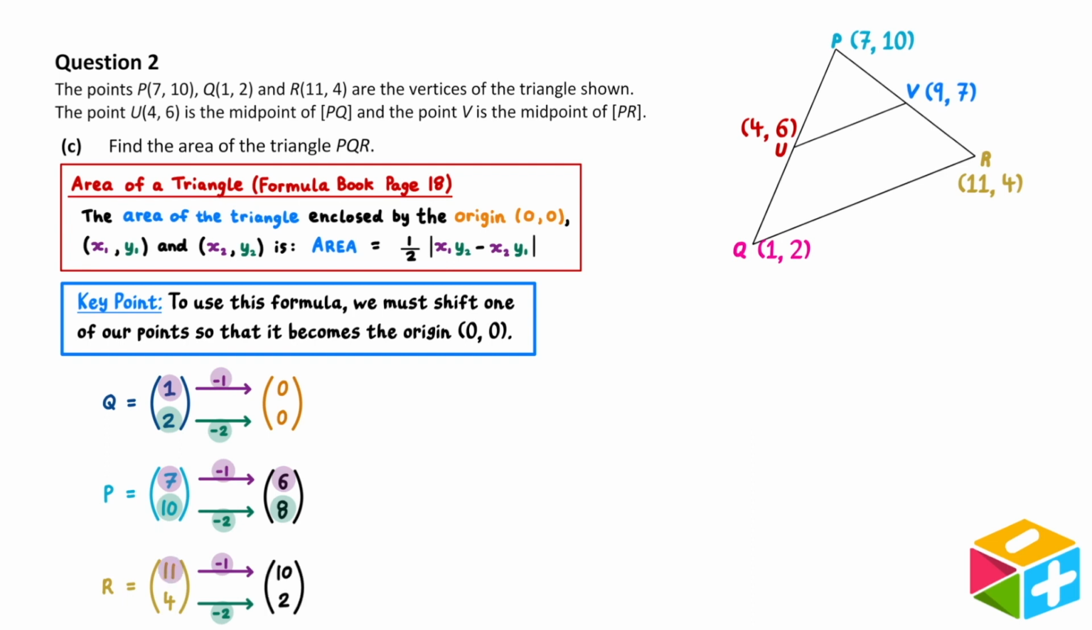R has an x-coordinate of 11, and subtracting 1 gives us 10. It has a y-coordinate of 4, so subtracting 2 gives us 2. So after we translate R, we get 10, 2.